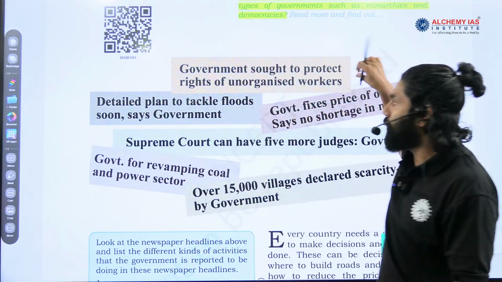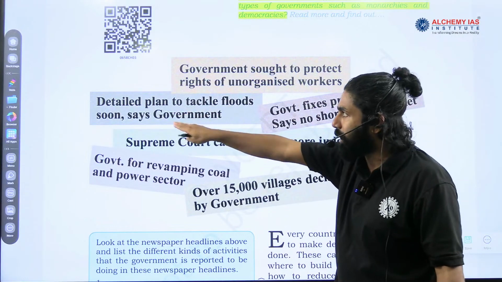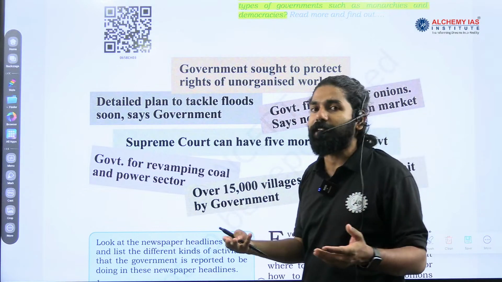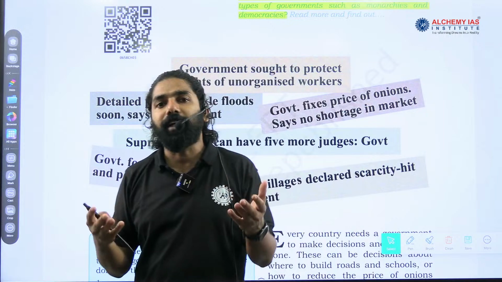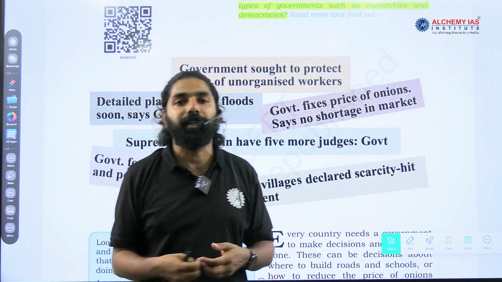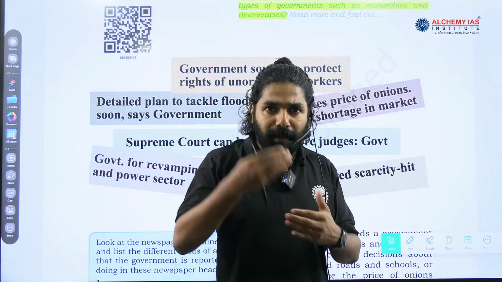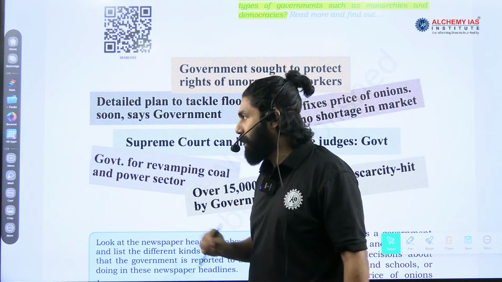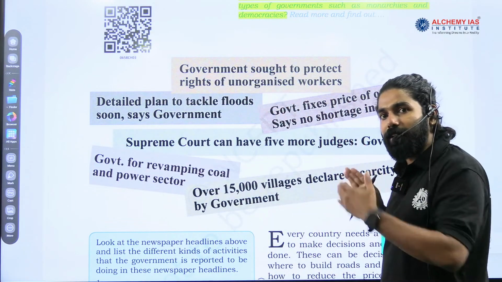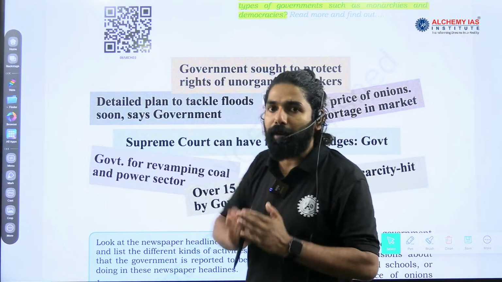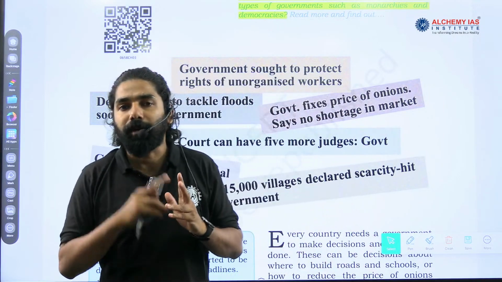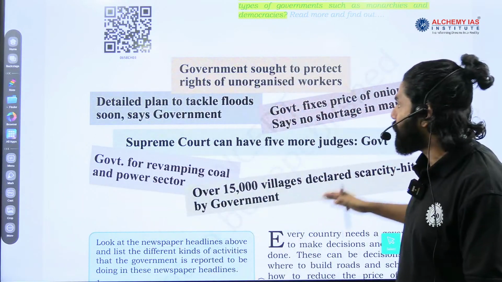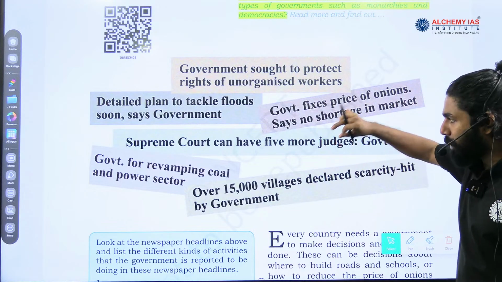These are headlines that we usually see in the newspaper. Similarly, another title: detailed plan to tackle the flood soon, says government. Whenever any disaster event comes, maybe an earthquake, a flood, or even a pandemic situation, the government steps in to address that natural or other disaster. This is also the way the government is responsible. The government plays an important role in ensuring welfare and protecting the life of the people even in disaster situations. These are examples of headlines where the government plays an important role.